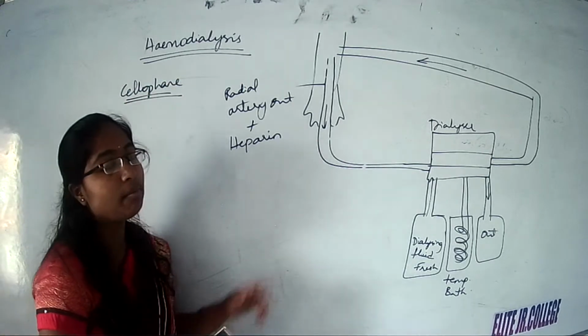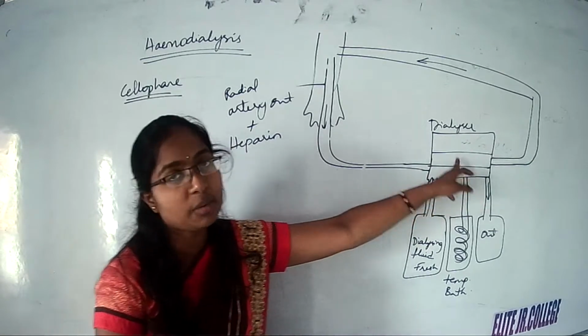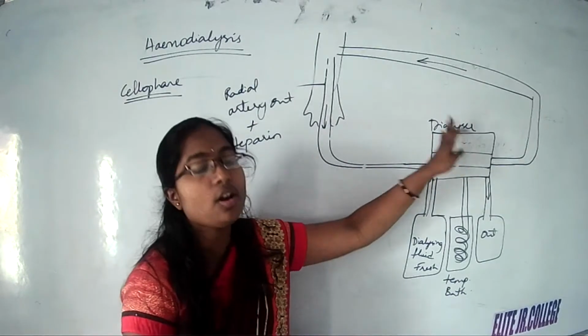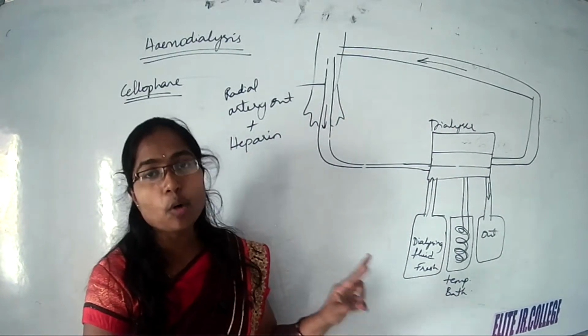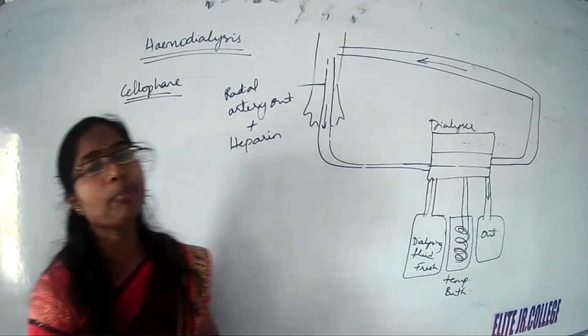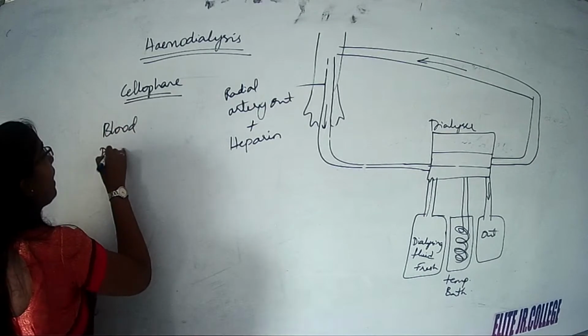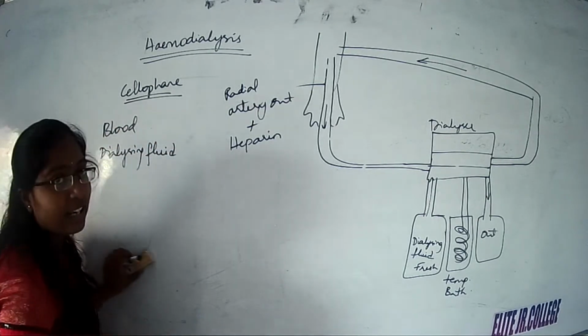So this is a dialyzer. Here it has some channels which are made of cellophane. In this dialyzer machine, both blood and the dialyzing fluid are going to flow.